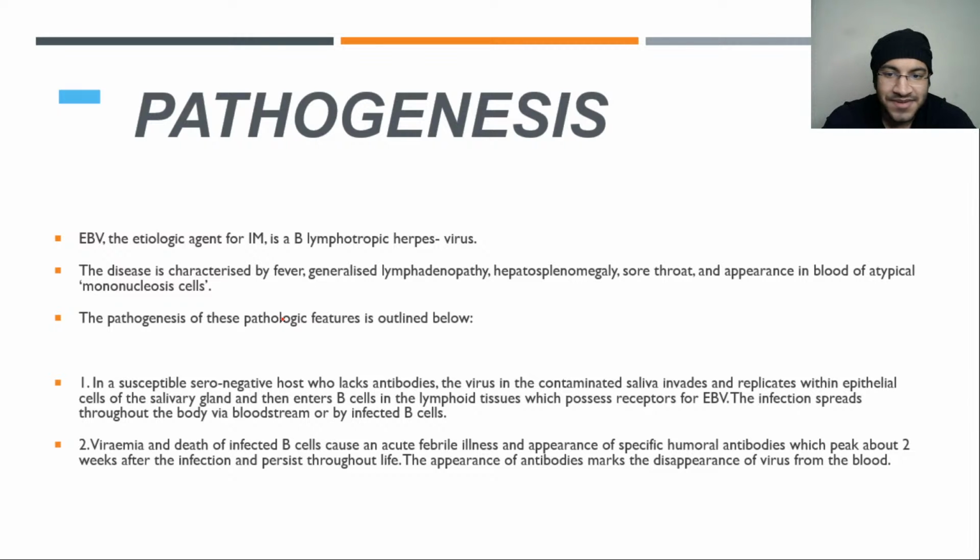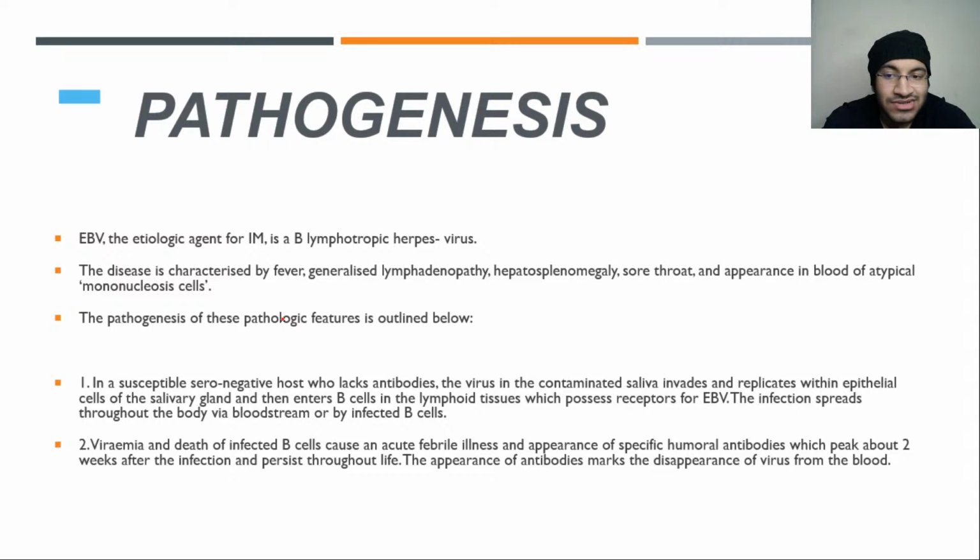In the susceptible seronegative host who lacks the antibodies, the virus contaminated in the saliva invades and replicates within the epithelium of the salivary gland, and there they enter the B cells in the lymphoid tissue, which possess the receptors for EBV. So initially, after acquiring the virus, it will invade the salivary gland and settle in the epithelium, where it will replicate and enter the B cells of the lymphoid tissue that possess receptors for Epstein-Barr virus.